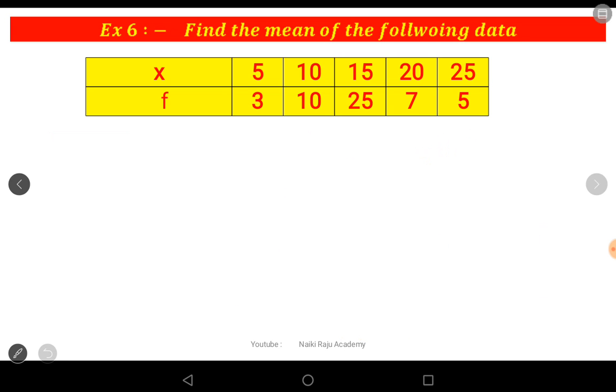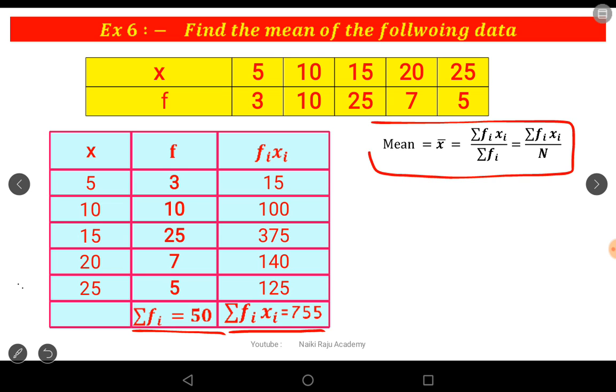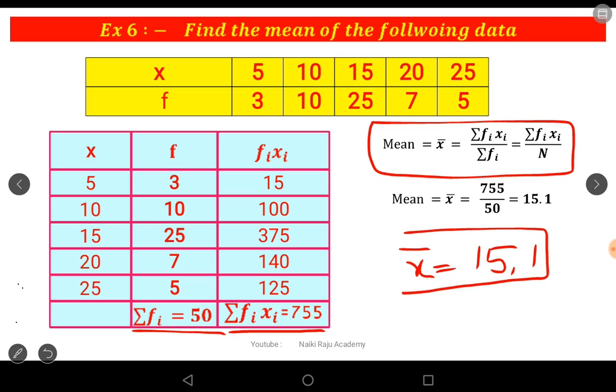Next, write in the notebook. Same: sigma fi is equal to 50, sigma fi xi is equal to 755. Mean: write the formula. Mean equal to x bar is equal to sigma fi xi by sigma fi, or sometimes sigma fi xi by n. Next, substitute the values: 755 by 50. So write down x bar equal to 15.1. Here marks, weight or height is not given, so the average is 15.1.